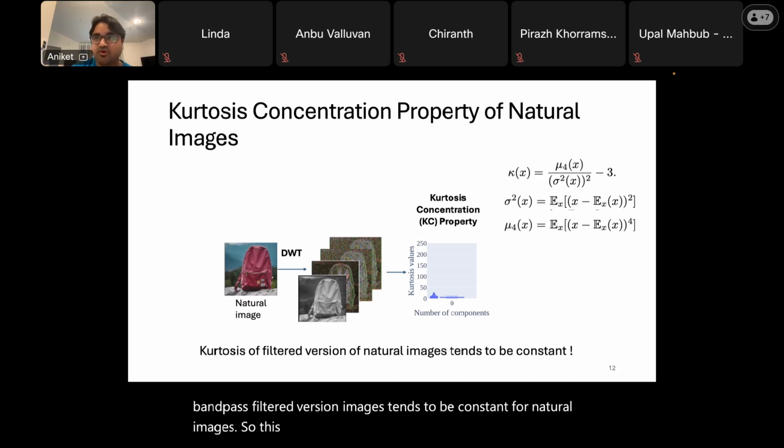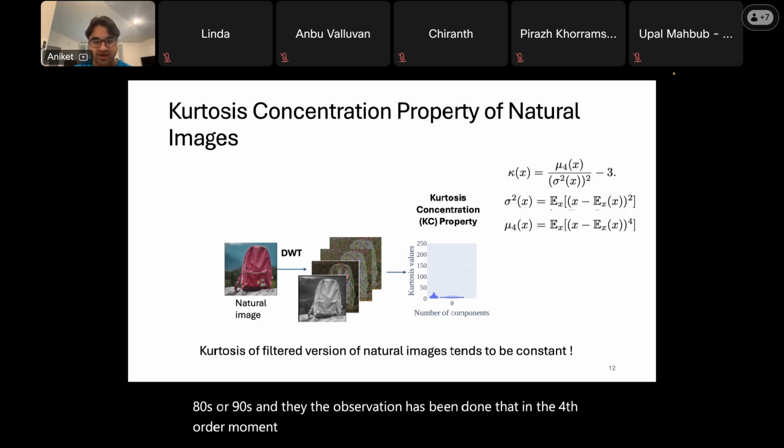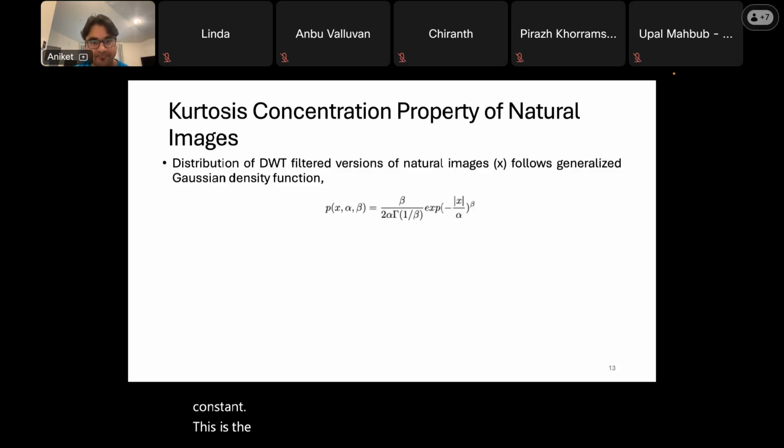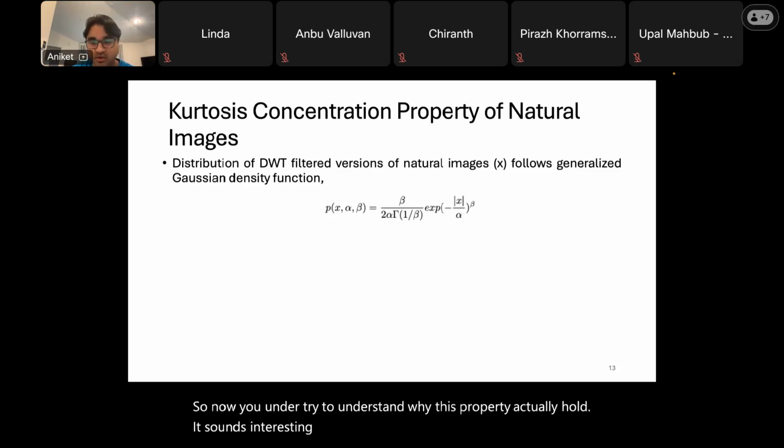So this is the property which has been studied since the early 80s or 90s, and the observation has been made that in the fourth order moment, the kurtosis values across the bandpass filters are constant. So this is the kurtosis concentration property. Now we try to understand why this property actually holds. It sounds interesting, but what is the intuition or mathematical reasoning behind that?